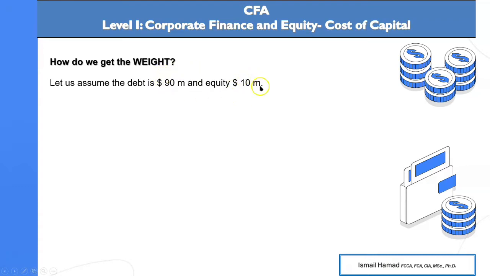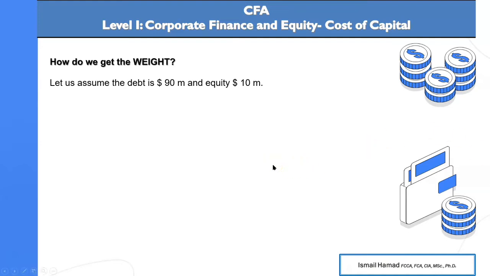By the way, these two figures are called capital structure. How is the capital structured? More debt and less equity, or the other way around? Is it more equity or less debt? This will affect the cost of capital.